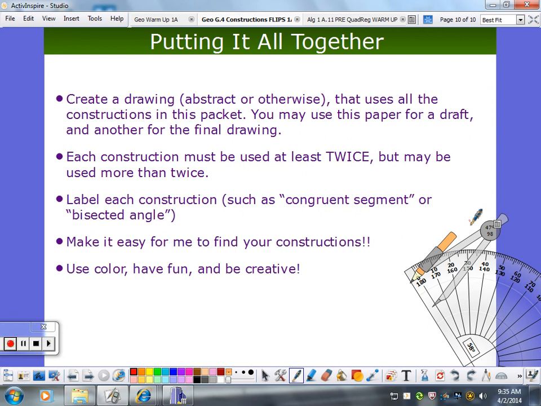You're going to create a drawing. Now, those of you that are good at art are going, yes. Those of you that are bad at art are going, no. And it can be abstract. What does abstract mean? Picasso. It can be Picasso, or it can be true to life. And you're going to use the constructions that are in this packet. And each construction will be in there twice. You're going to label each construction, and you're going to make it easy for me to find them, because you're going to turn this in for a grade. All right? So, yeah, I'll talk about it a little bit more.